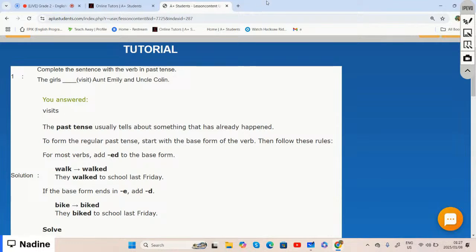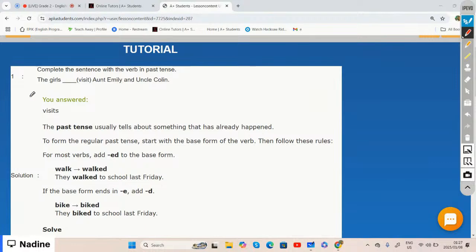All right, so visit, and if we were to write visit in the past tense, then we can say the girls visited Aunt Emily and Uncle Colin. Visited. All we did was we added an ED to that word to show the past tense form.